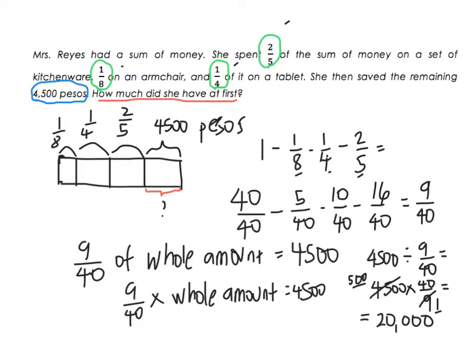To check, you can actually get the fractions of 20,000, 1/8, 1/4, and 2/5 on your own. And then add that to 4,500 to see if you'll get 20,000.